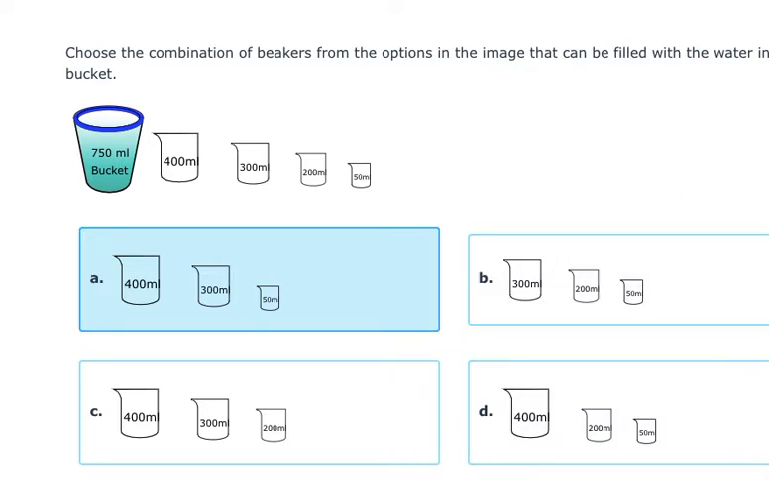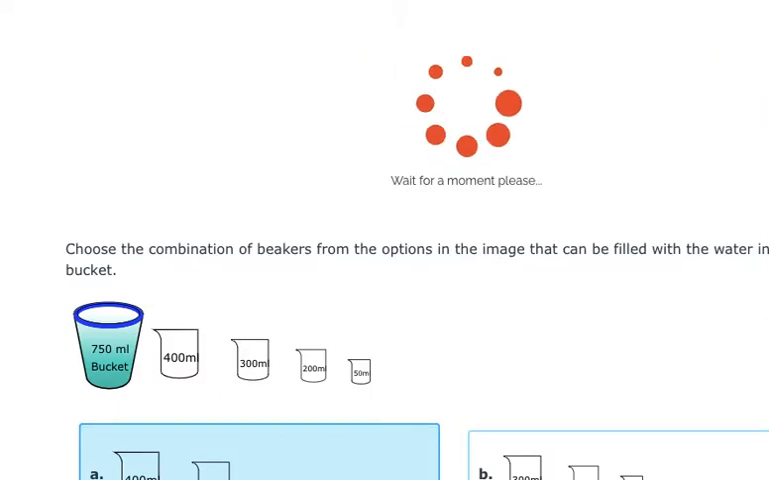Yeah, but let's check them once. 200 plus 300 is equal to 500 plus 50 is equal to 550. That is not 750. 400 plus 300 plus 200 is equal to 900. That's bigger than 750. 400 plus 200 is 600 plus 50, that is 650, that is 100 milliliters less. Terrific.